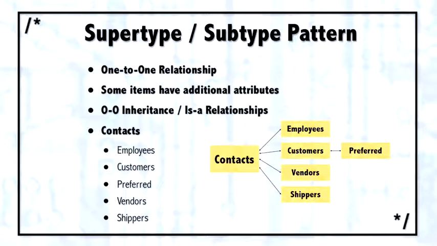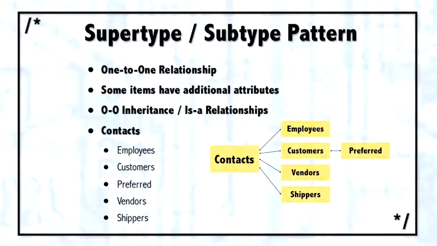So the supertype-subtype pattern is used to solve that dilemma, allowing you to put all of the contacts together in the one contact table with their common attributes and then break out the specific attributes into a separate table for specific employees, customers, vendors, and shippers. To select the data then to see all the information about an employee, you would have to join between contacts and employees. To see your customer information, you have to join between contacts and customers.